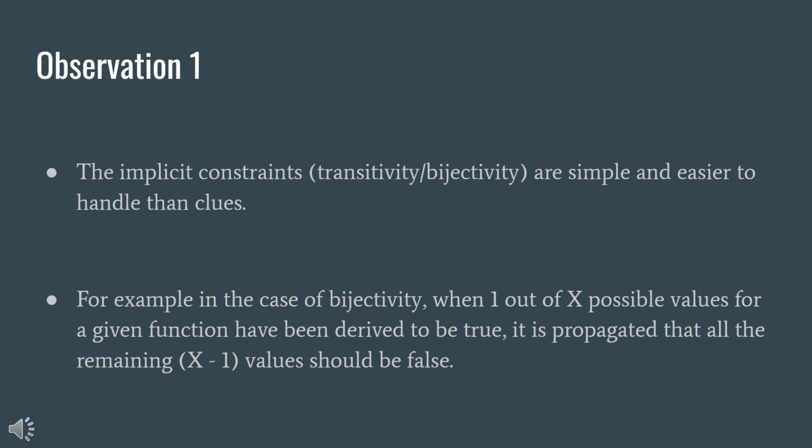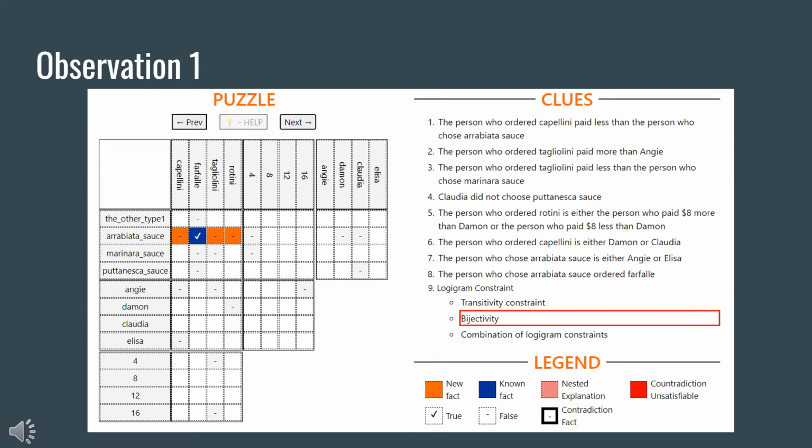Here we have our first observation. In a logic grid puzzle, there are a set of clues and implicit constraints like transitivity and bijectivity. It is observed that transitivity and bijectivity are very easy to handle, unlike clues. For instance, in case of bijectivity, when one value for a given function is derived to be true, then all the remaining values are propagated to be false. Here we have such an example. There is a known fact that farfalle goes with arrabbiata sauce. It is marked blue with a tick. Since pasta to sauce relations are bijective, we can propagate new facts that all other pastas do not go with arrabbiata sauce, and these are marked orange with a dash.